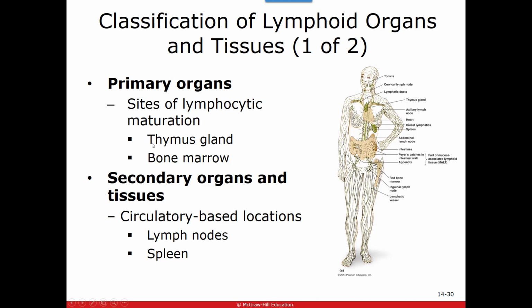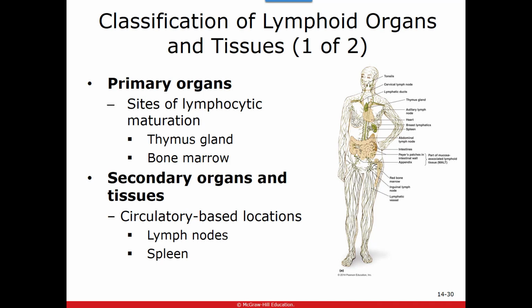Now the thymus gland, interestingly enough, as you get older, the thymus gland right there by your heart does actually start to get a little smaller. It still does its job, but it does start to shrink as you get older. Now your secondary organs are where you're going to have a larger congregation of different types of cells. So it's a circulatory based location. It's just where you have a large number, a big grouping of cells, a big grouping of that lymph. Your lymph nodes and your spleen are examples of these secondary organs or tissues.